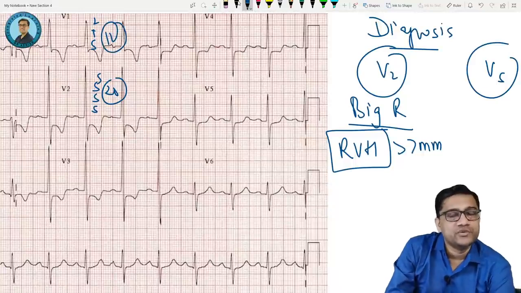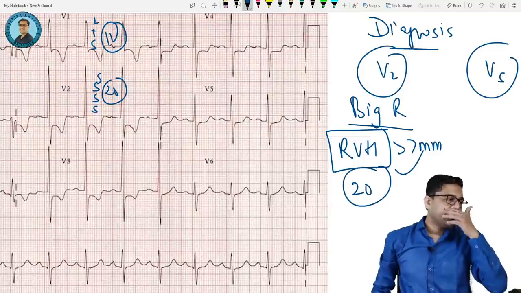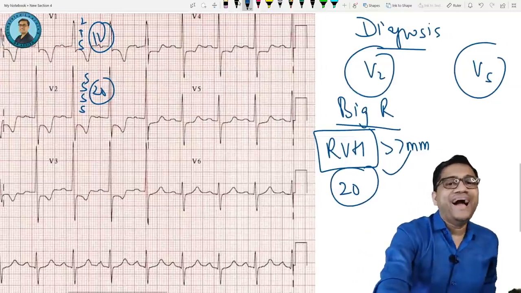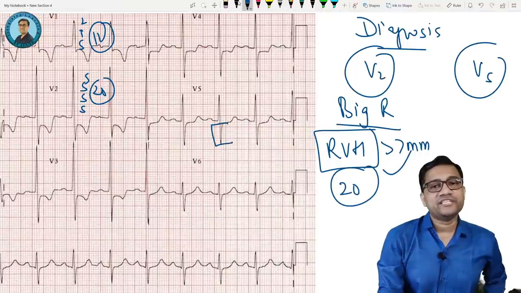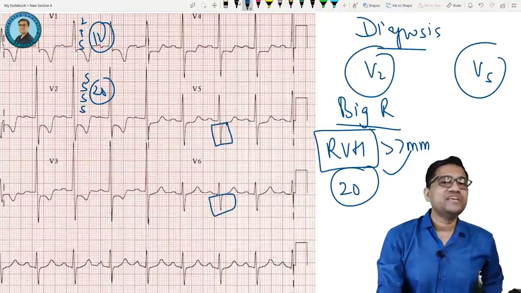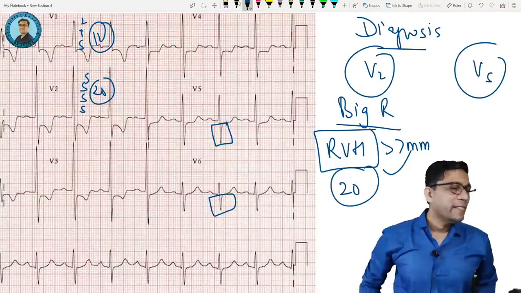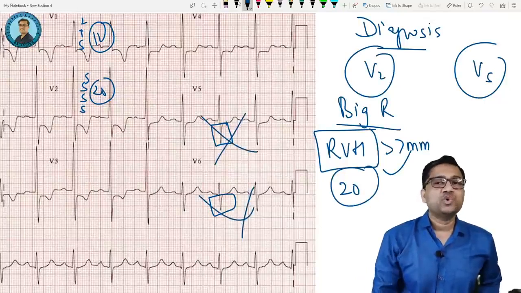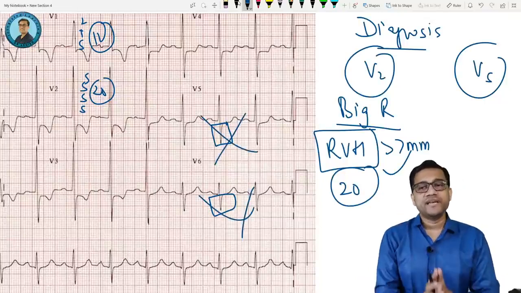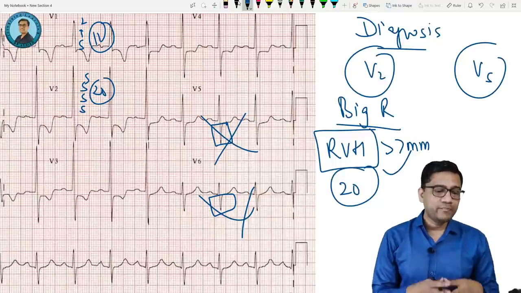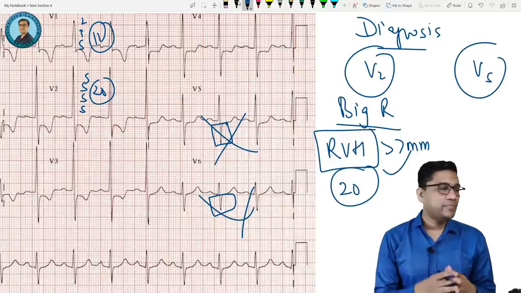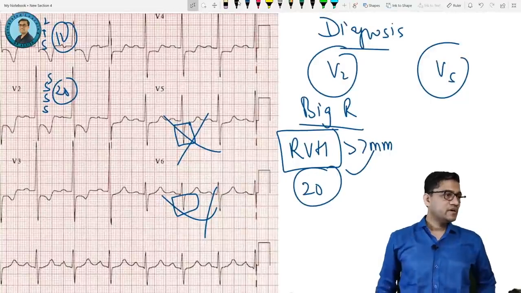So, is it clear? So, yes. It is 20. So, it is what? Confirm right ventricular hypertrophy. Do I need to add the V5, V6 S wave? Do I need to add? Not necessary. Why? It's already diagnosed. Are you clear now? So, no need to add this. So, what is the confirmation? It is right ventricular hypertrophy. So, diagnosis is clear.